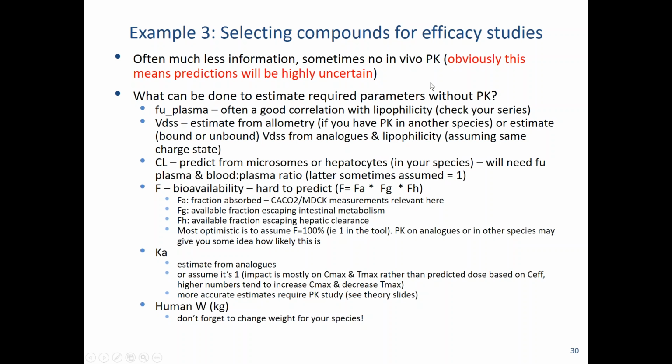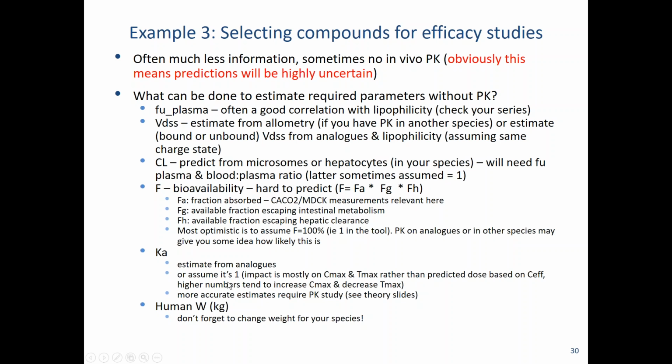One final example I want to give is that obviously the primary driver for putting the tool together was to make human dose predictions, but in projects, before you get to that point, you may well be selecting compounds for efficacy studies in non-human species. At that point you often have a lot less information and sometimes even no in vivo PK, or certainly not necessarily in vivo PK on the specific compound you want to predict. Obviously this means the predictions are going to be pretty uncertain, but what can you do to provide some estimates?